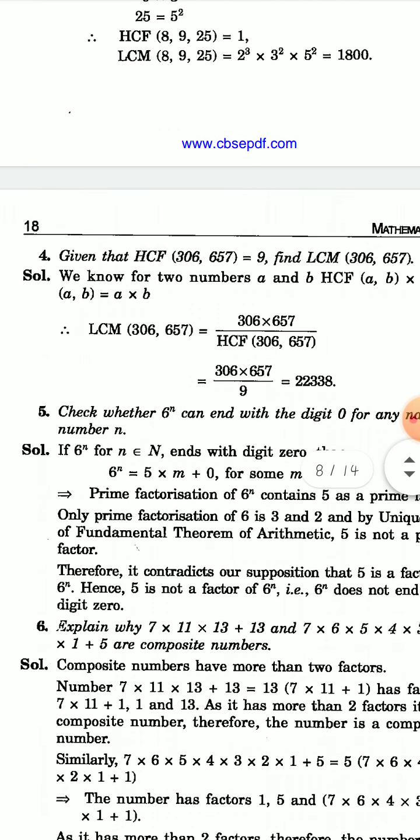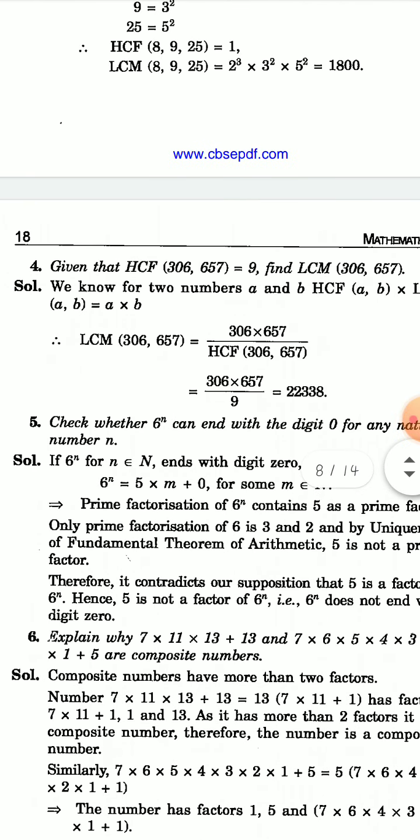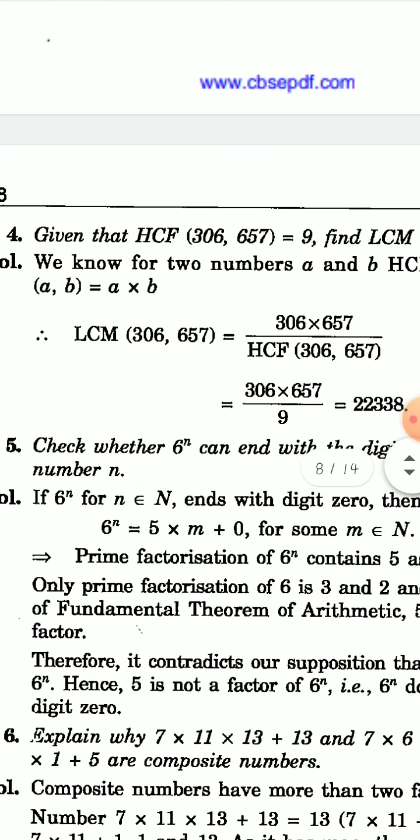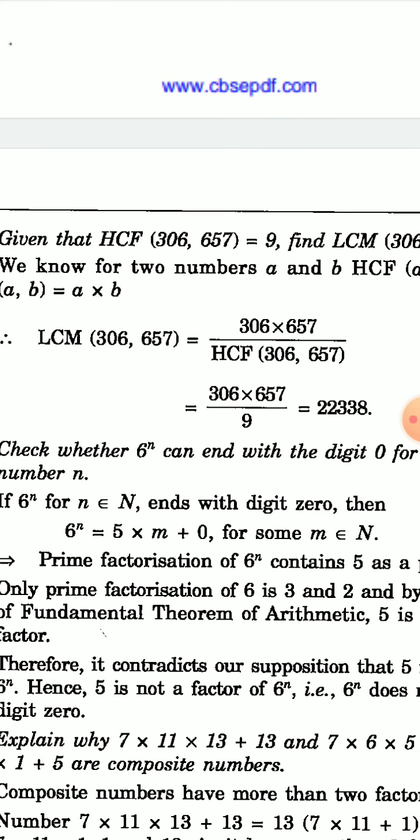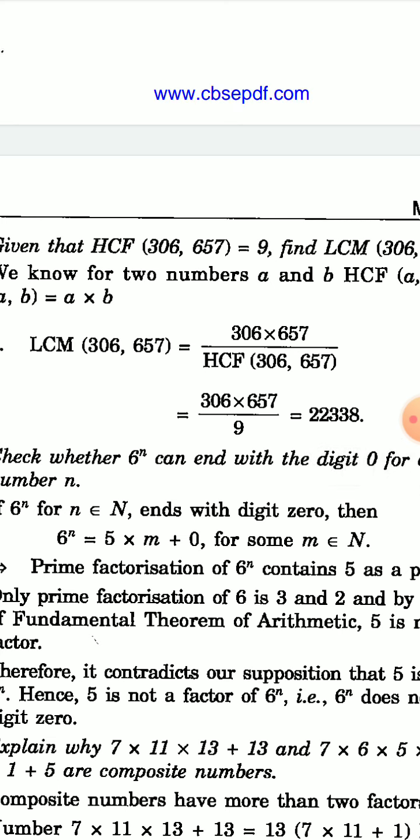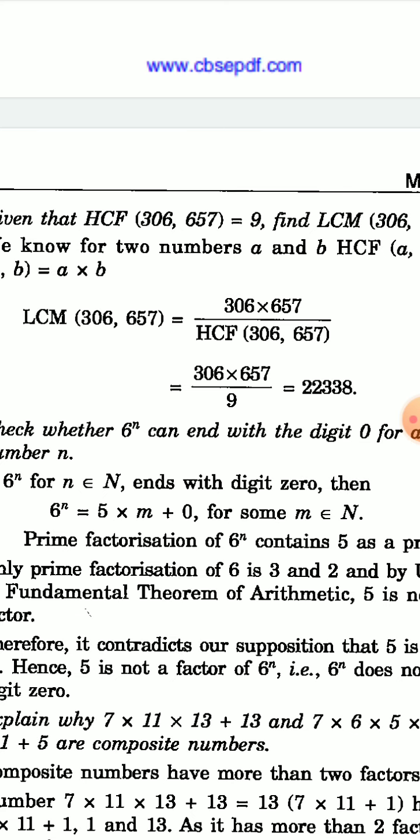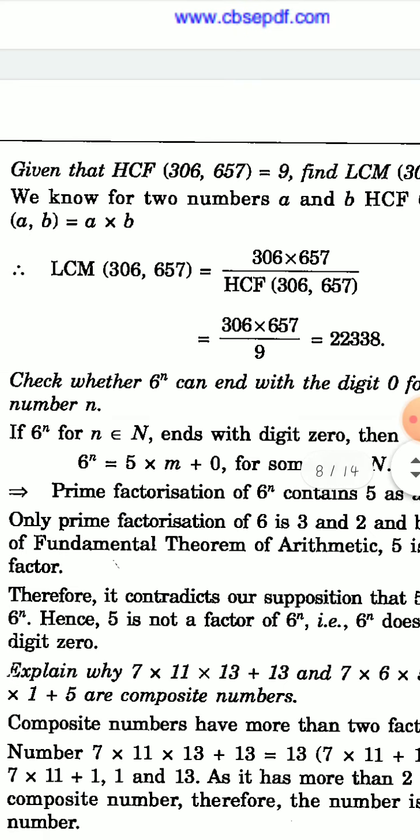Question number 4. HCF of two numbers is given, 9. LCM we have to find. So we'll apply the property that we have studied. The property is HCF into LCM is product of the two numbers. So using that property, LCM will be product of the given numbers divided by the HCF. The given numbers are 306 and 657. The HCF is given in the question, 9. So when you multiply the given numbers and divide by 9, the answer is 22338. That is the LCM of these given numbers.